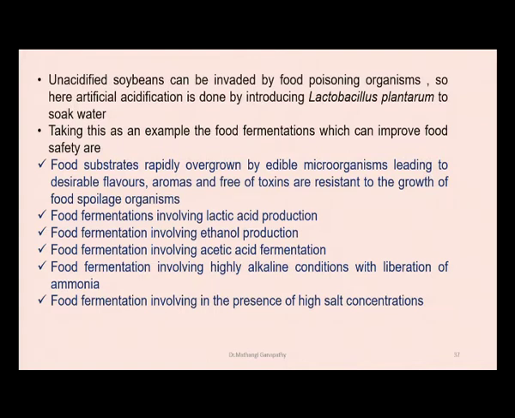The food fermentations which can improve food safety, that is, which can prevent the growth of spoilage or toxic microorganisms, are food substrates which are rapidly overgrown by edible microorganisms, leading to desirable flavors, aromas, and free of toxins, and are resistant to the growth of food spoilage organisms. The fermentations which involve lactic acid production, fermentations which involve ethanol production, fermentations which involve acetic acid fermentation, fermentations which induce highly alkaline conditions with the liberation of ammonia, and food fermentations which happen in the presence of high salt concentrations.